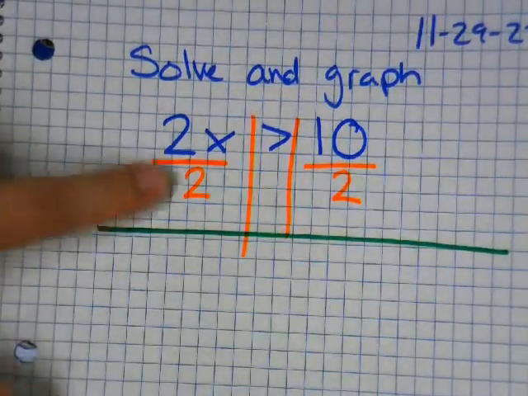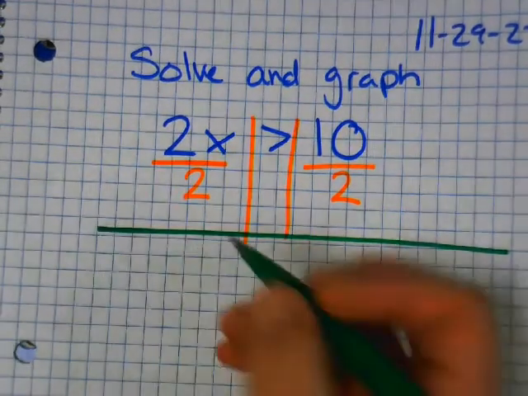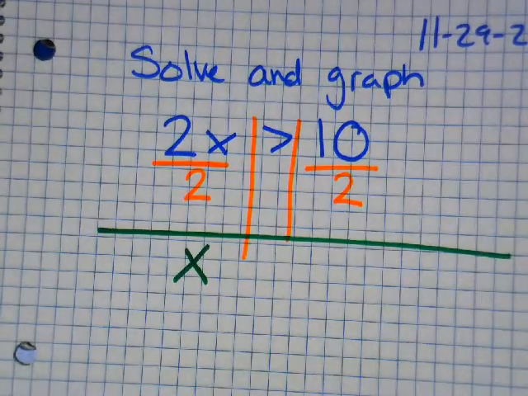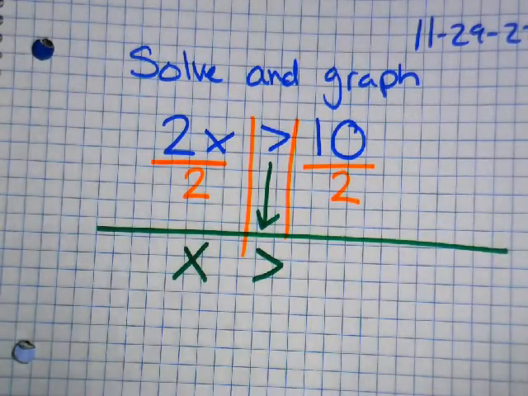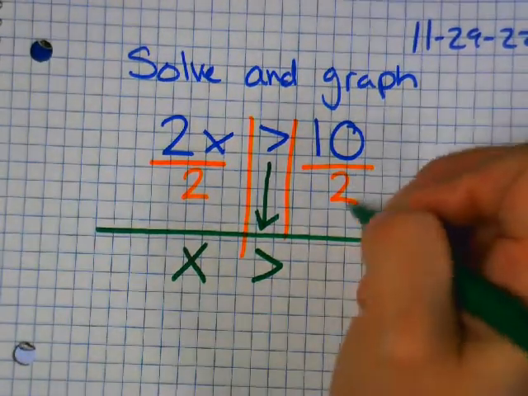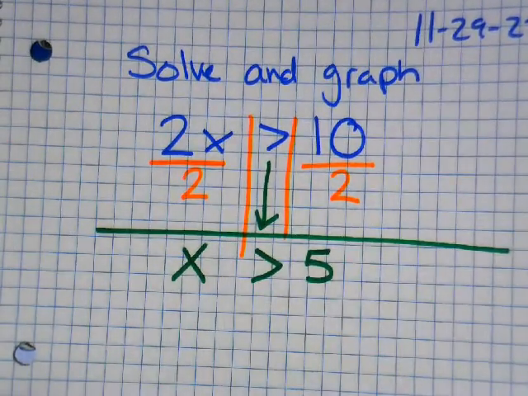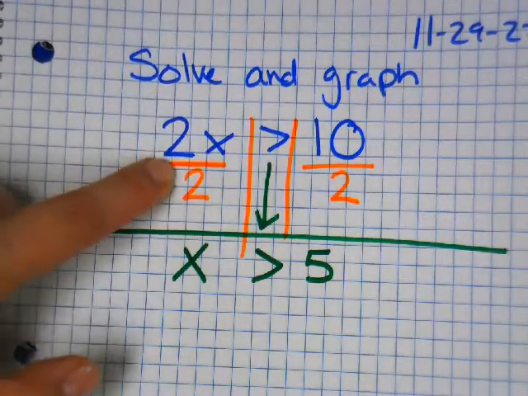So 2 divided by 2 is 1, 1x. Do I really need to write the 1 though? No. That means x is by itself. And that's our goal. Our goal is to get x by itself. You bring down the inequality. All right. What's 10 divided by 2? 5. So in order to break this up, we don't add, subtract, we divide because it's the opposite.